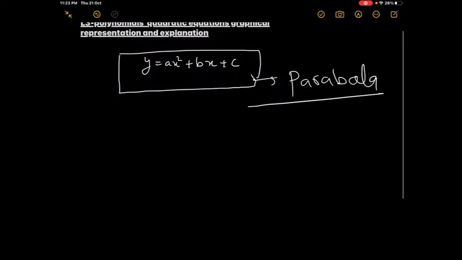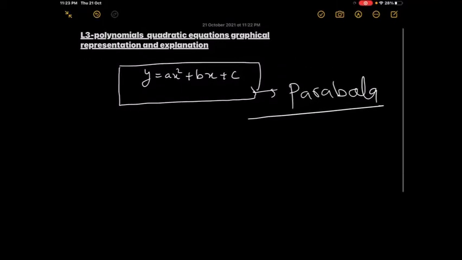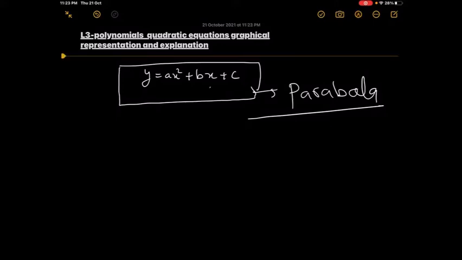Our third lecture on polynomials, and today I am going to explain the quadratic equation, how we represent a quadratic graphically, and how we can identify the signs of the coefficients of x square, x and the constant term just by looking at the graph of this quadratic equation. I presume that you all know that a quadratic equation always represents a parabola.